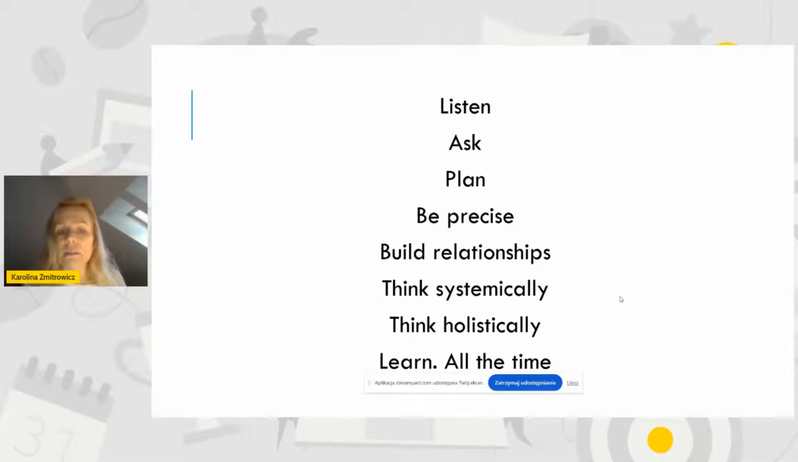Think in systems and think holistically. And the last thing, learn all the time. Because this domain, business analysis technology, is growing so fast that if you stop learning, you will fail. That would be my last recommendation for you. Thank you very much.